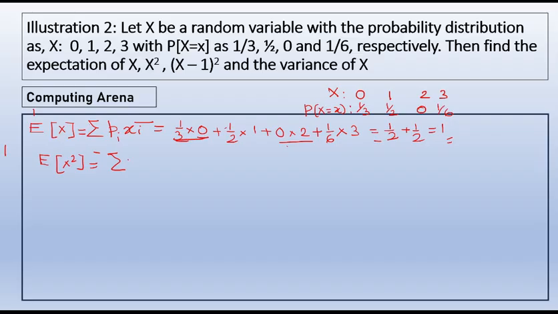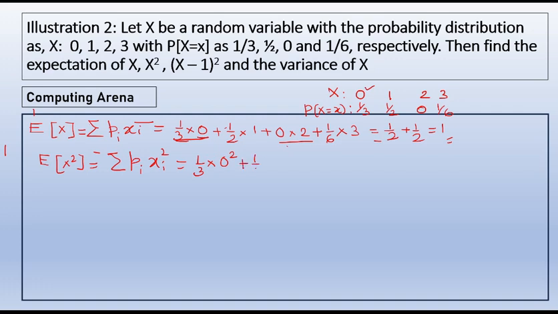Expectation of x square is equal to summation pi, probability, into xi square. Here you see we are using the formula expectation of g(x). Here g(x) equal to x square. So exactly the function will be replicated here. Probability will remain the same. So first one is 1/3 into 0 square plus, look here, you will understand better than looking at the question. So the x value is 0, probability is 1/3. Probability will remain the same, the value of x will only be squared.